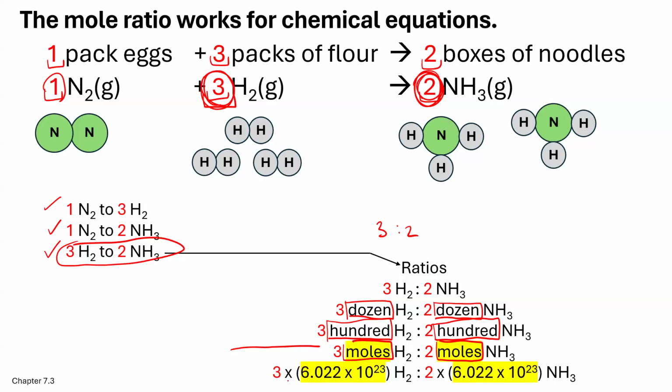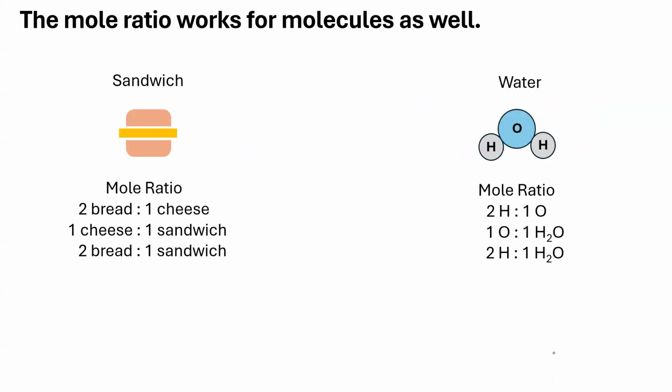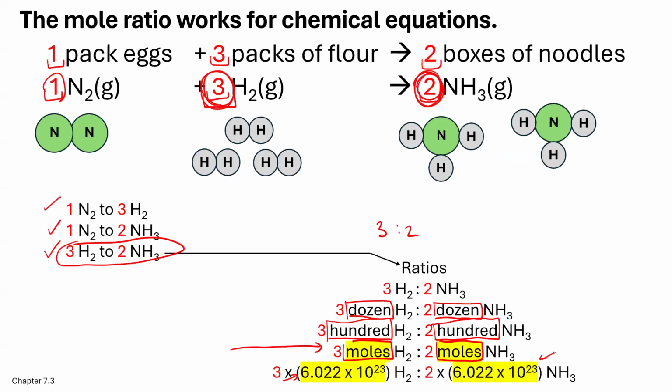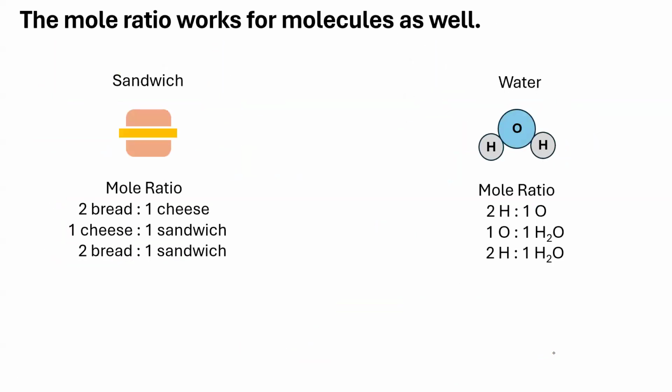And again, this is just the number representation of a mole, just to keep you focused on it, just a number of things, right? Okay, the mole ratio works for molecules as well, right? In a sandwich, we know there are two pieces of bread and one piece of cheese. So mole ratio, two bread, one cheese. One cheese, one sandwich. Two bread, one sandwich.